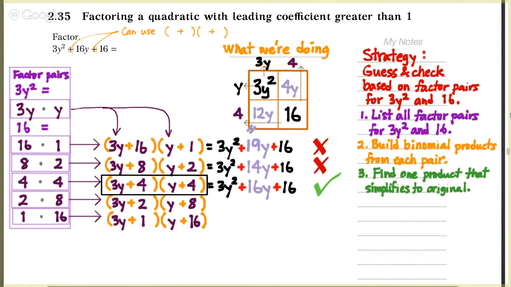There are some more sophisticated methods for factoring quadratic trinomials that have leading coefficients greater than 1, but in my own experience, I tend to rely on this one more than any other, just because it doesn't require us to do anything too sophisticated. We just have to know, how does 3y squared factor? How does 16 factor? And then try various permutations of those in our binomials until we find one version that multiplies out to the original.